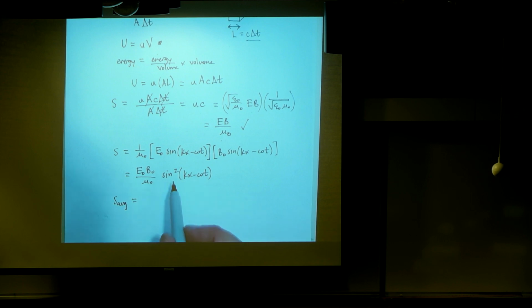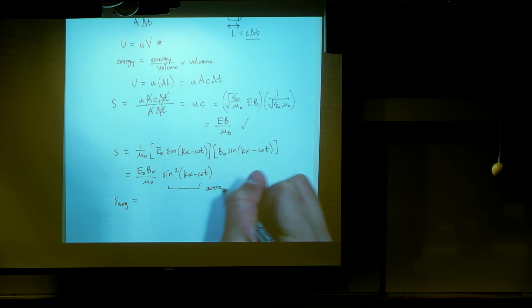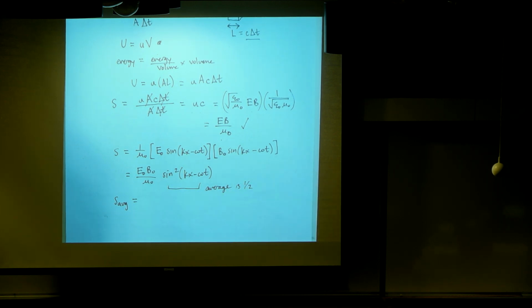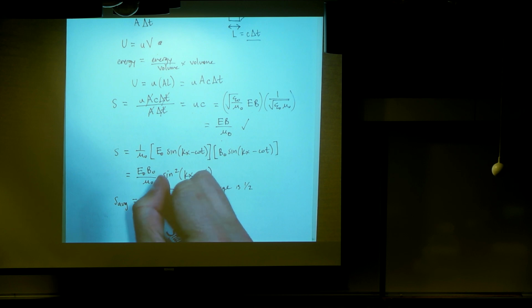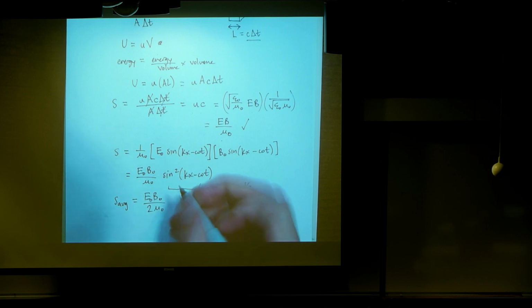So the average value of sine squared turns out to be 1/2. I'm not going to prove that for you here, but if you average over many, many cycles, the average of this is 1/2. So that means the average of our Poynting vector is just this constant out front, E naught B naught over mu naught, but with a 1/2 factor, so with 2 mu naught on the bottom.